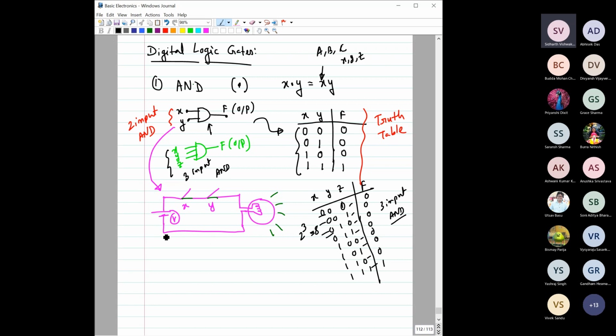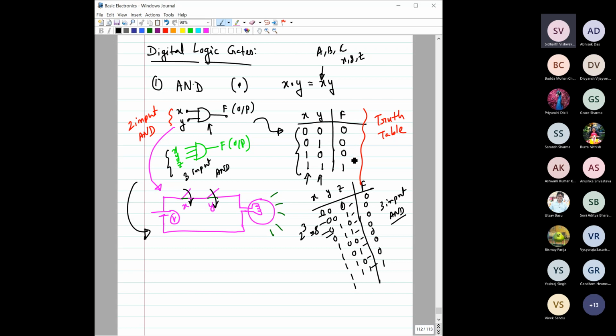We have also discussed that you can think of the two input AND gate as an equivalent circuit. There are two switches connected with a battery and a bulb. When both the switches are in the on position, only then can the light glow. That means if both the inputs are 1, where 1 denotes the switch being on, then only the output will be 1. Otherwise, the output would be 0.